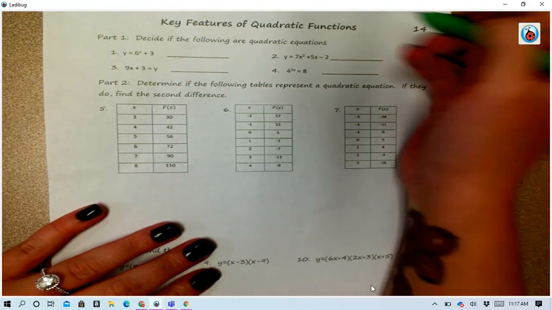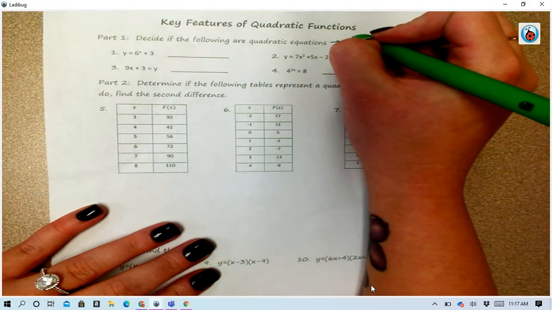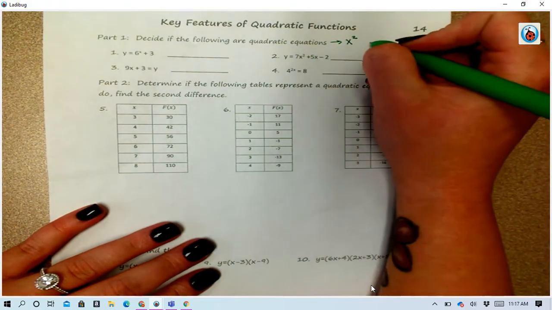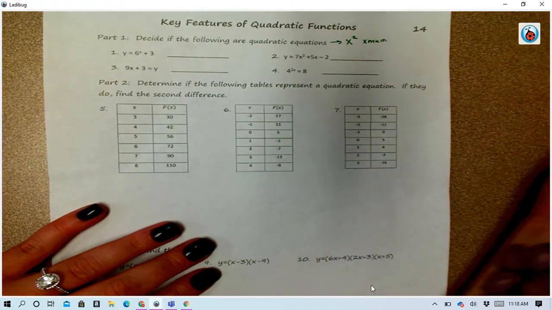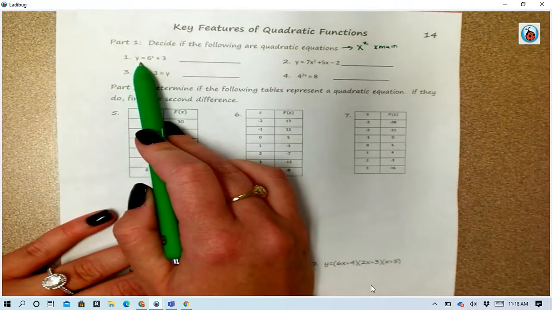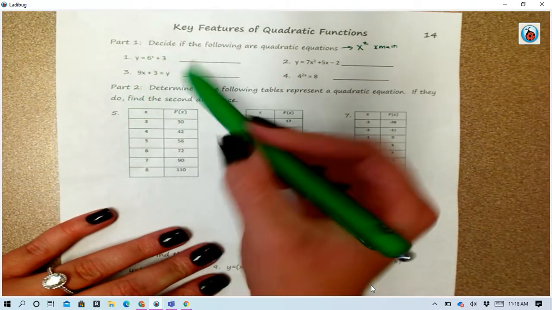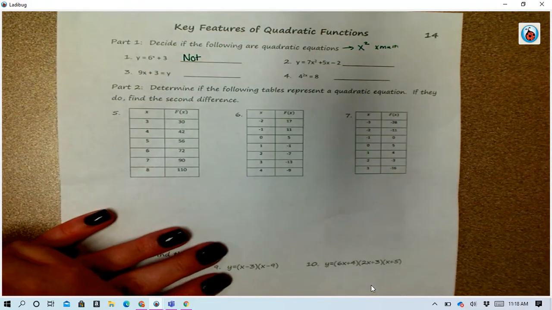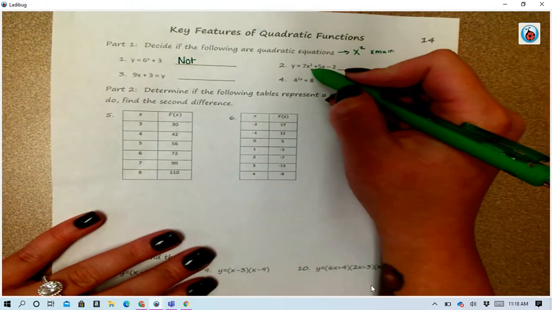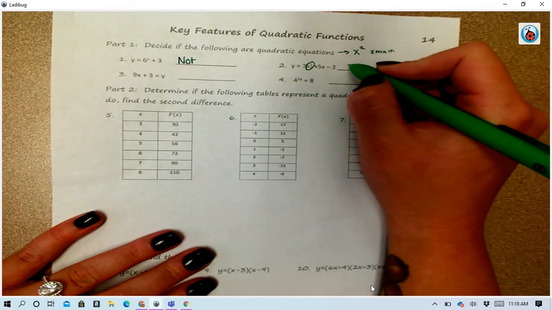Okay, for a quadratic equation, we have to have an x squared. In other words, there has to be two x's being multiplied somewhere in order for this to be a quadratic. So in number 1, we have y equals 6 to the x power. So this is not quadratic. Number 2, we have x squared, so this is.